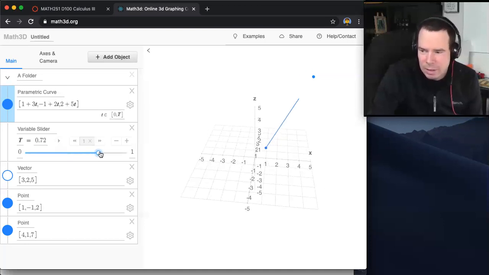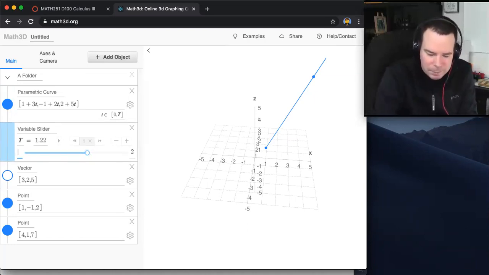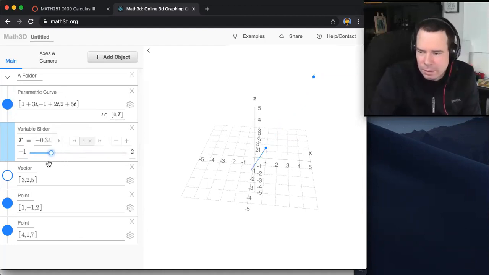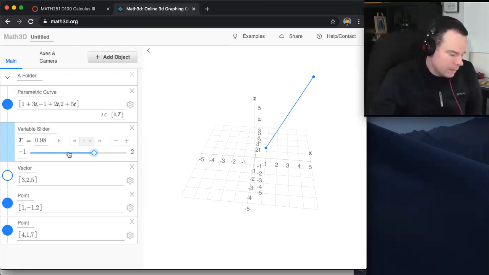And I want to end up at Q, so I've got to go all the way out to 1. If I extend beyond 1, that'd be twice the vector. And if I allowed negative values in for t, then I would extend in the other direction. So I just want to restrict myself to values of t which are between 0 and 1 in order to trace out that line segment. Does that make sense?